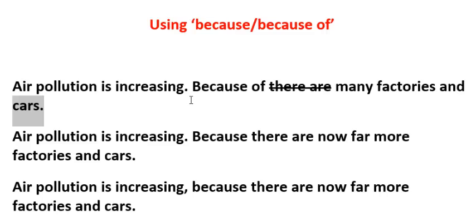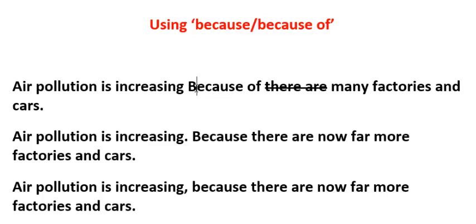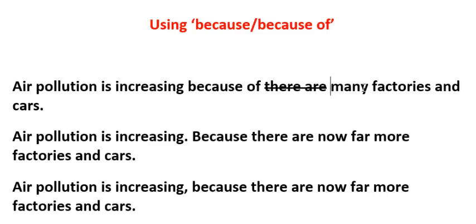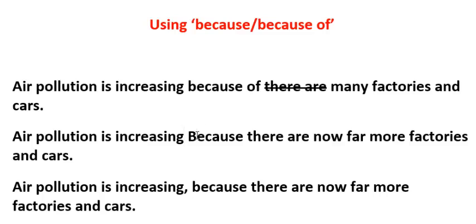But there's another problem. Can you see that here I've interrupted my idea by putting a full stop in? So I have to get rid of that full stop and make this into a little b. And now the sentence is grammatically correct. And I'm using a preposition here and two nouns there, many factories and cars. Now let's have a look at the second sentence. Again, hopefully you should see that I've interrupted my idea with a full stop. First thing we need to do is get rid of that and change the punctuation.